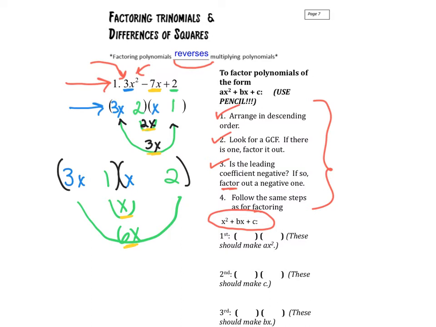Now, how could I get -7x? I need this term to be negative, and this term to be negative. So when I add my loops, I get -x and -6x, and it does add up to -7x. So this gets a negative, and this one gets a negative. When I finally factor completely, my final answer is the expression 3x minus 1 times the expression x minus 2. Now, on the previous slide, we practiced multiplication, and you can always do that to go back and check to see if you factored it correctly.